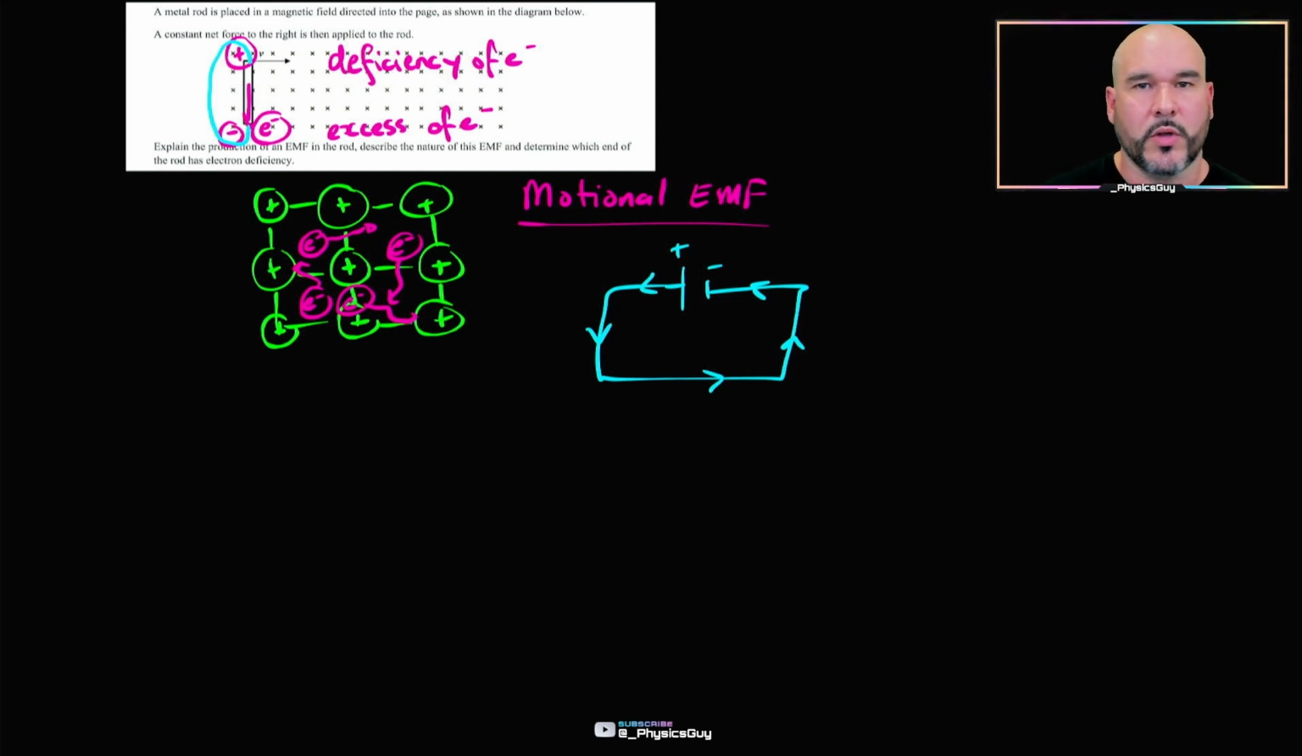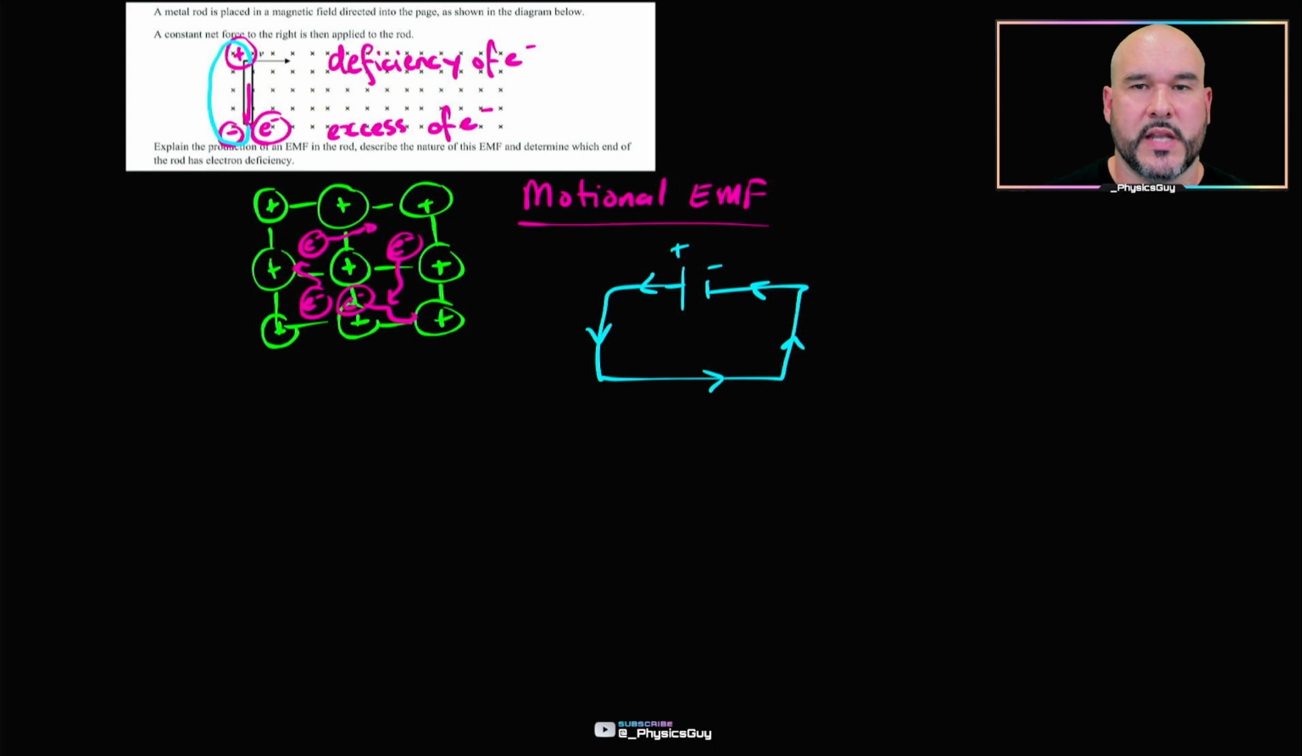Now, current will only flow if we link the bottom of the rod, the place that's negative, to the place that's positive. What will happen is the electrons will flow out of the bottom into the top, or, in terms of conventional current, the conventional current flows out of the top into the bottom. All right, and it also says there is a constant net force acting to the right, which is applied to the rod.